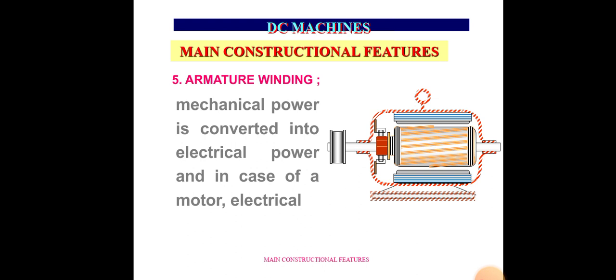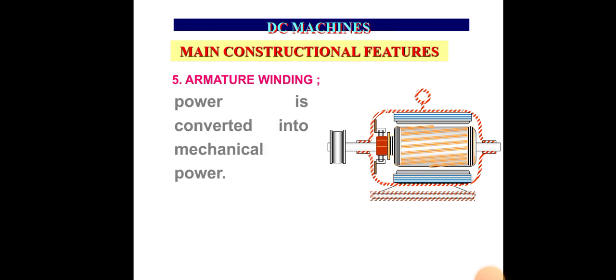The slots are rectangular in shape for large machines and circular in shape for small machines. The conductors are housed in the slots in two layers. The slots are enclosed by fiber or wooden wedges to prevent the conductors from flying out due to the centrifugal forces.